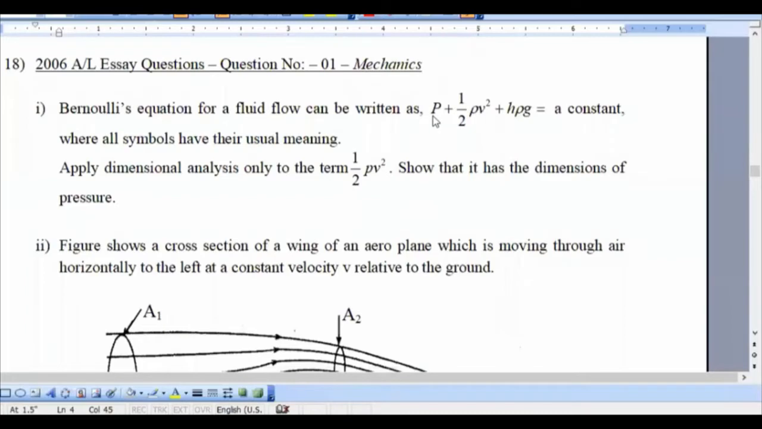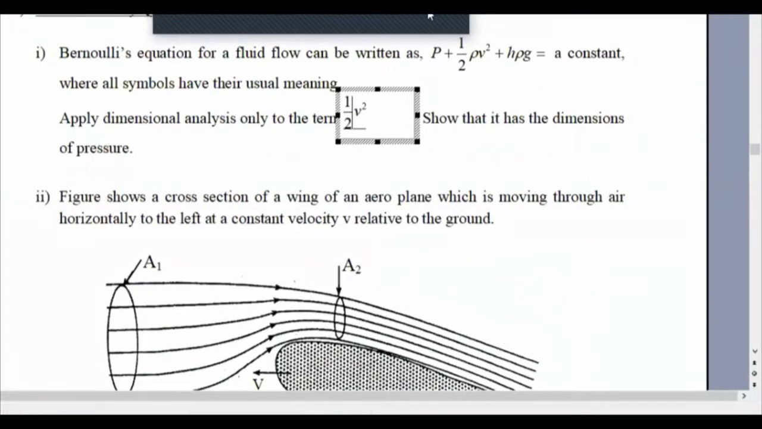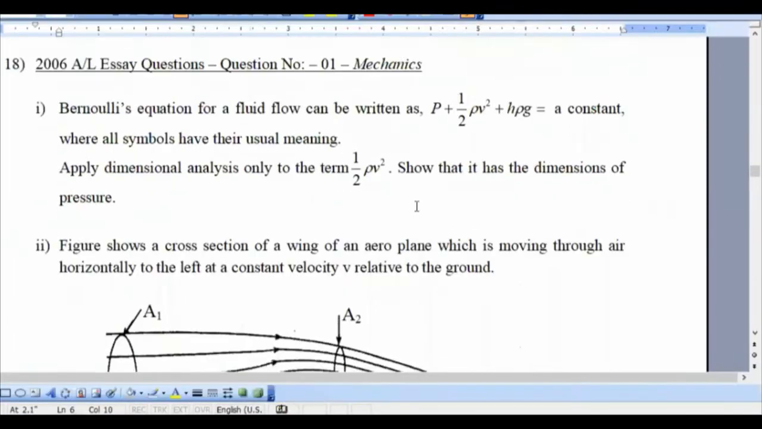Now, what are the terms here? P plus half rho V squared plus h rho g. Here also the same mistake is there. It's not PV squared, it should be rho. The term rho is used for density. So apply dimensional analysis only to the term half rho V squared. Show that it has the dimensions of pressure.